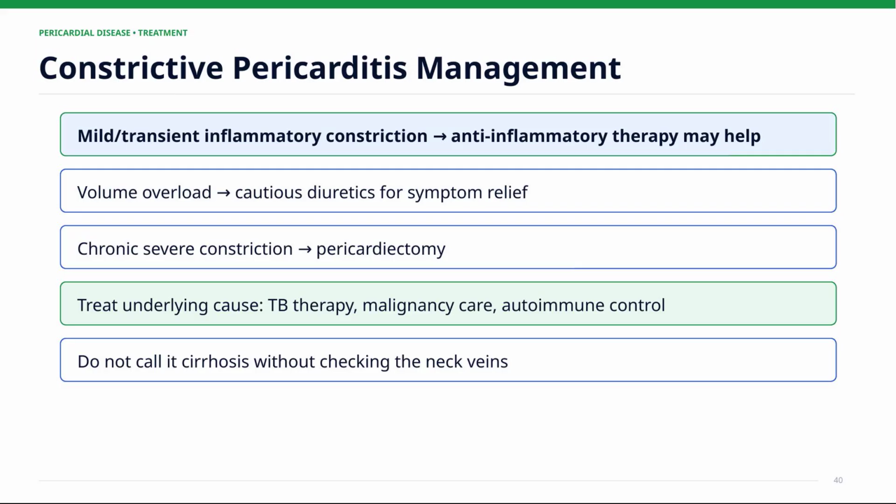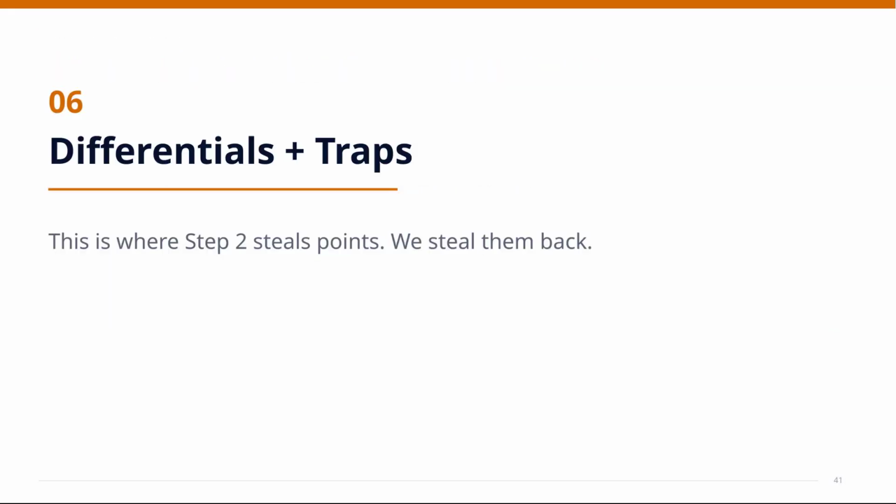For mild or transient inflammatory constriction, anti-inflammatory therapy may actually help. Volume overload, cautious diuretics for symptom relief. Chronic, severe constriction, pericardiectomy is the definitive answer. And always treat the underlying cause: TB therapy, malignancy care, autoimmune control. And please, do not call this cirrhosis without checking the neck veins. Please.